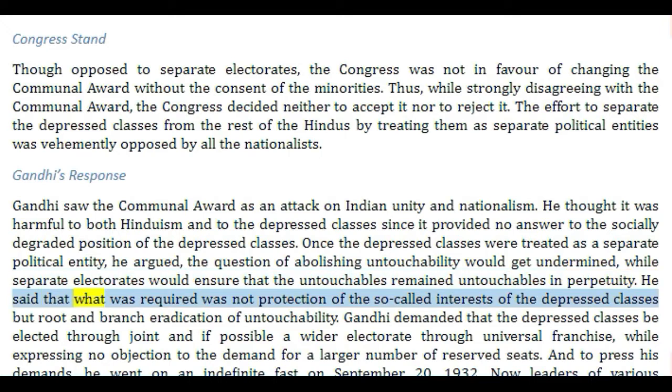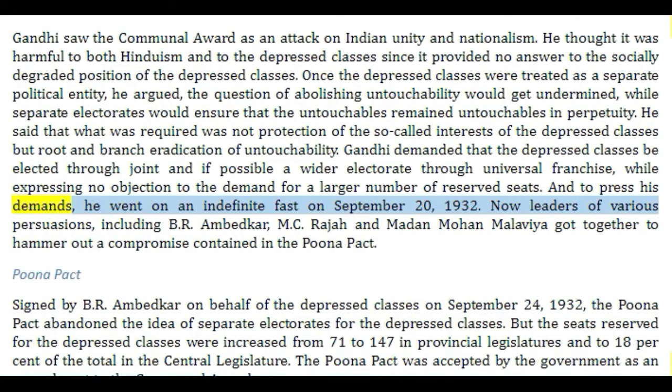He said that what was required was not protection of the so-called interests of the depressed classes, but root and branch eradication of untouchability. Gandhi demanded that the depressed classes be elected through joint and if possible a wider electorate through universal franchise, while expressing no objection to the demand for a larger number of reserved seats. And to press his demands, he went on an indefinite fast on 20th September 1932.